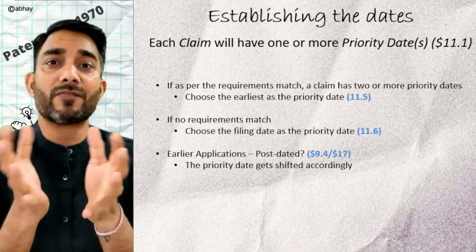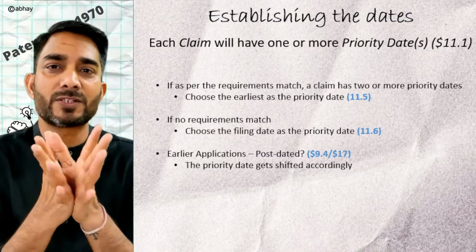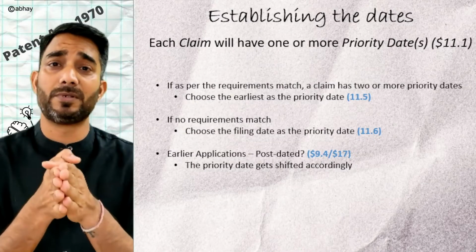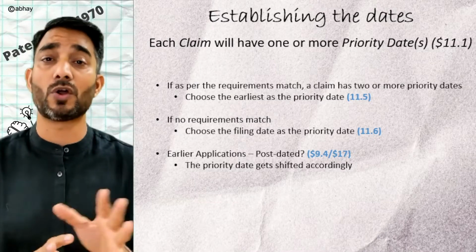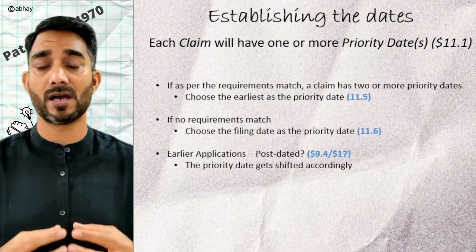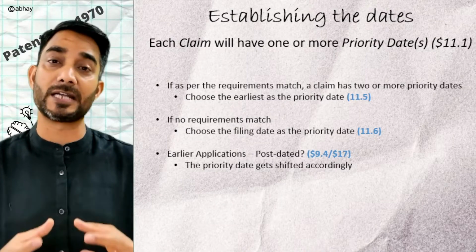Now we know what is the significance of priority date. The significance of the priority date is that anything published or made available to the public after that particular date will not be considered against our invention while evaluating the patentability of our invention.